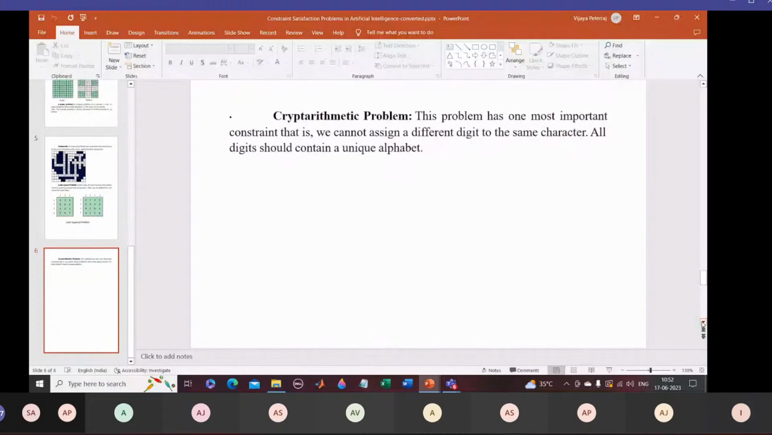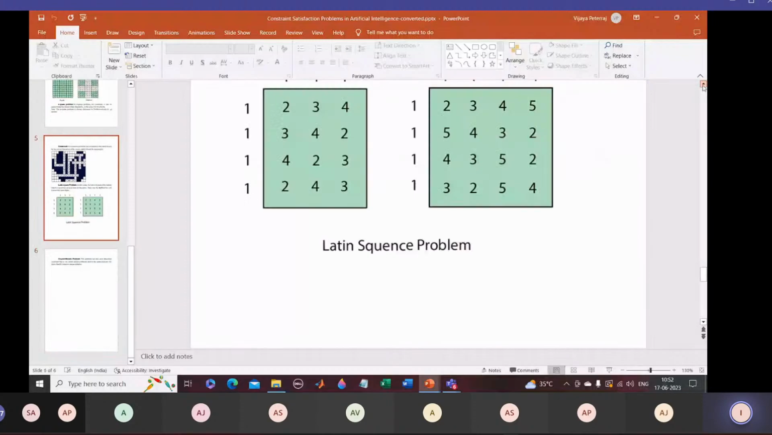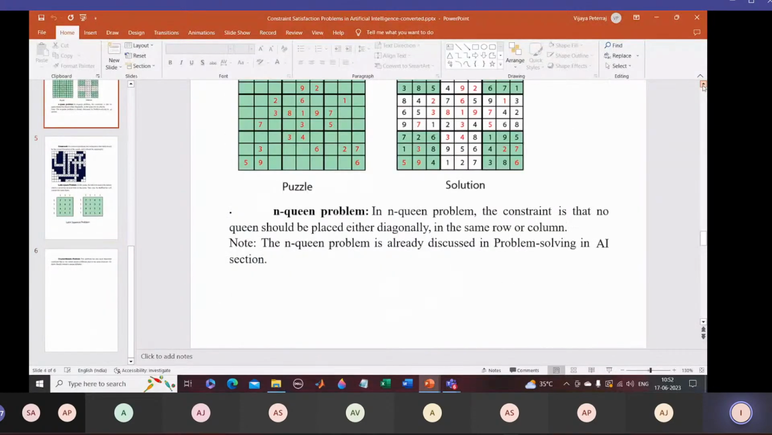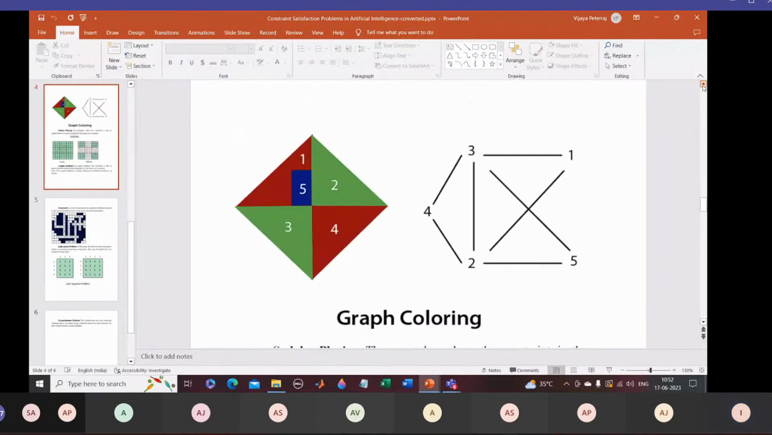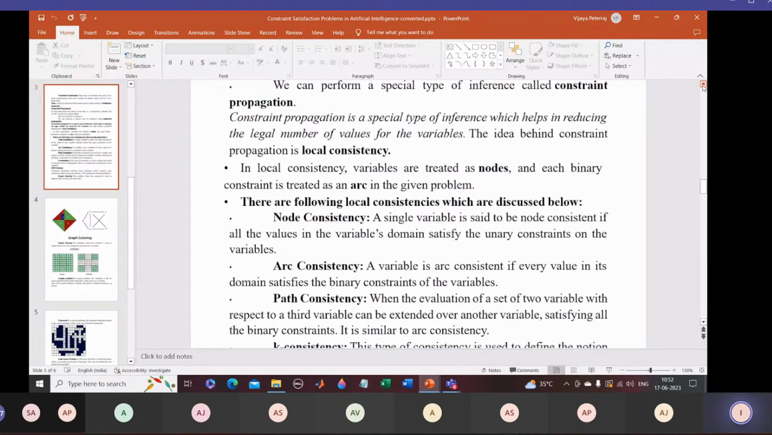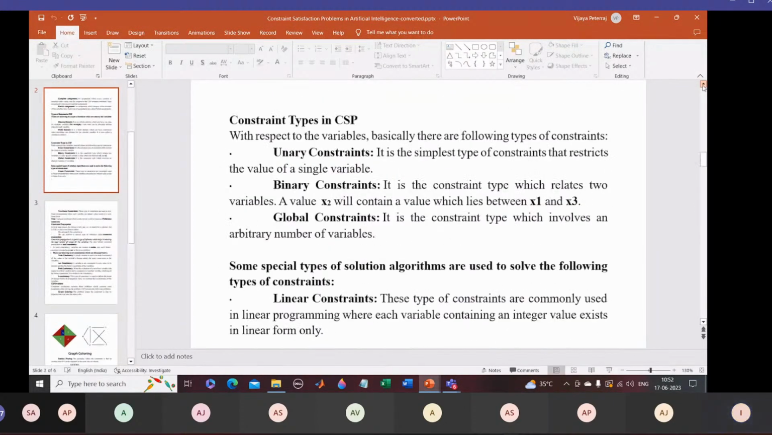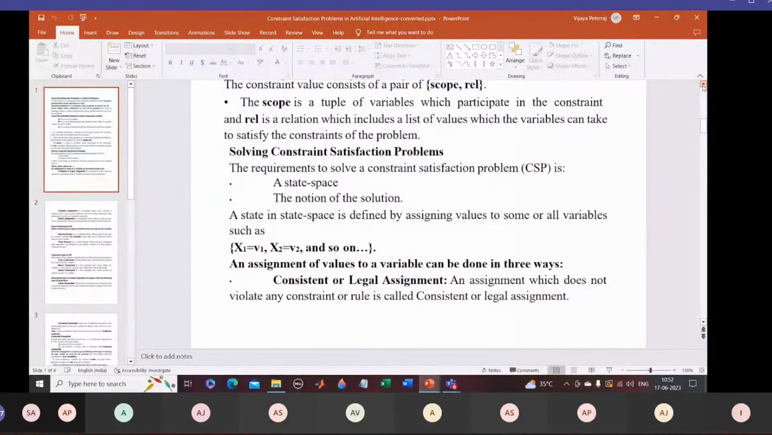Then we have cryptarithmetic problems. All these are examples of constraint satisfaction problems. They have the constraints, and even then you try to find the solution. What are the basic things you should be aware of? The variable, the domain, and the constraint, right? So we have learned.